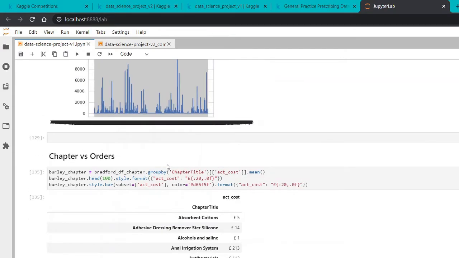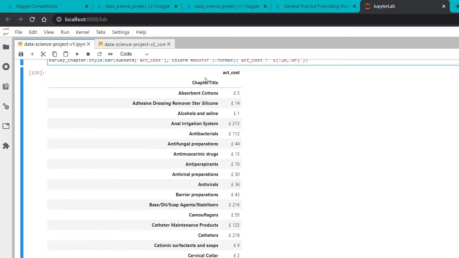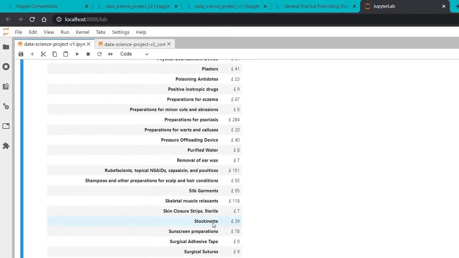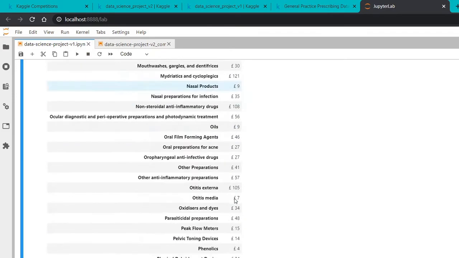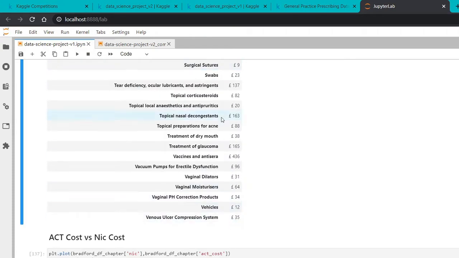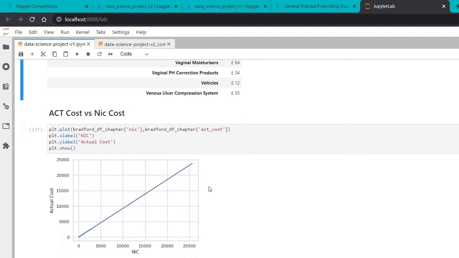Yeah, for example, the chapter title versus the cost wise. Which part of the body was actually having a very high cost? We could have seen it here. So if you see, absorbent cottons were really costly, alcohols and salines and stuff like this. So different types of medicine. Which kind of medication was costing the most? I mean, the distribution of the cost over the different medicines is shown here.